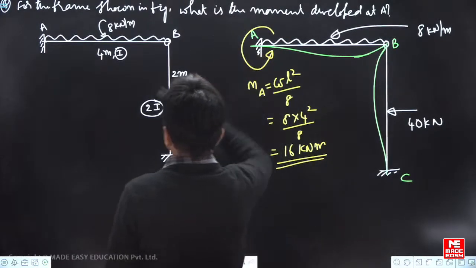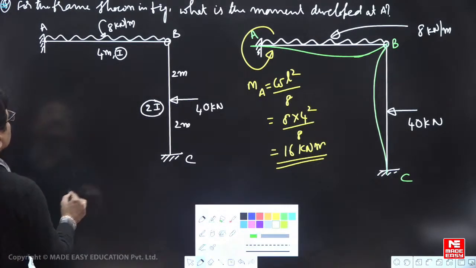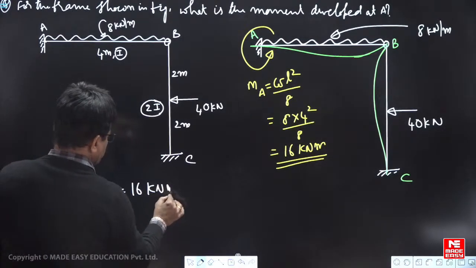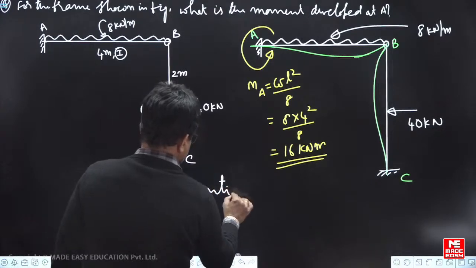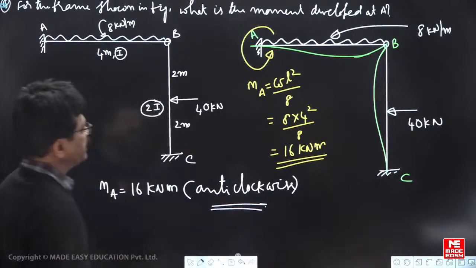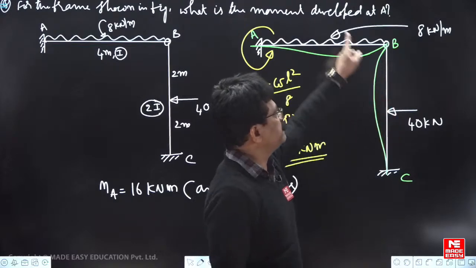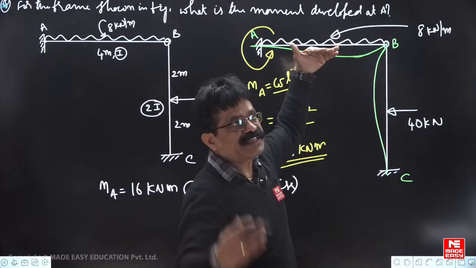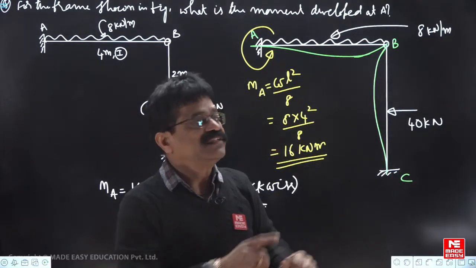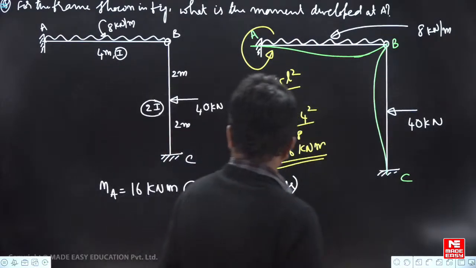16 kilonewton meter anti-clockwise. Either they simply ask you 16 or direction also if you want. 16 kilonewton meter anti-clockwise. See here, this profile will not influence this fellow, will not influence this fellow, because axial forces only they will exert on each other, so they have no influence. So each one behaves like a propped cantilever beam. Fine.